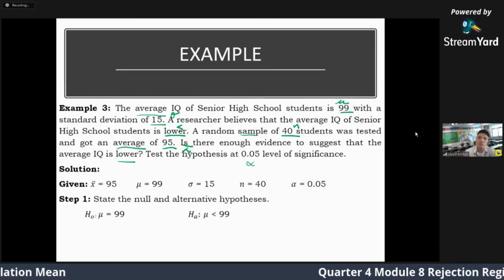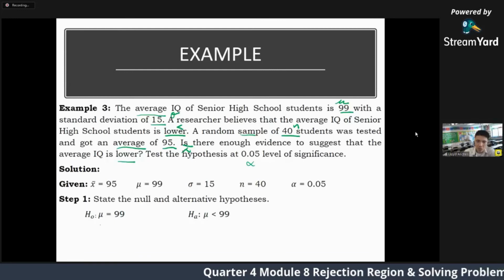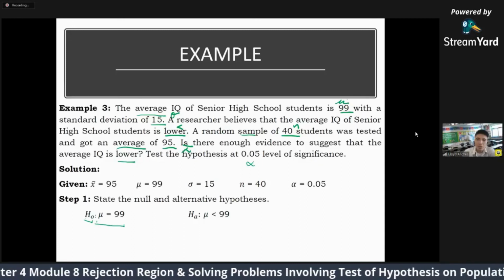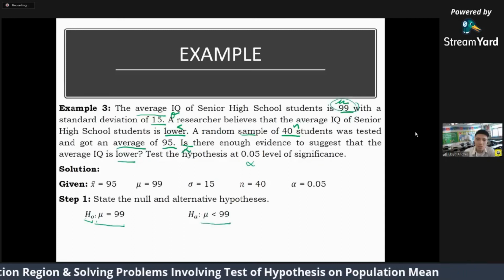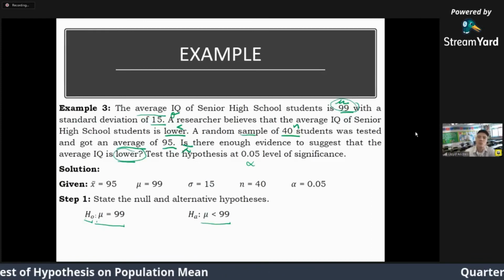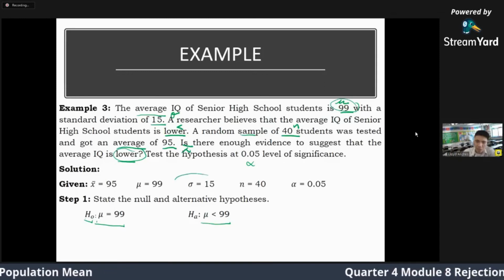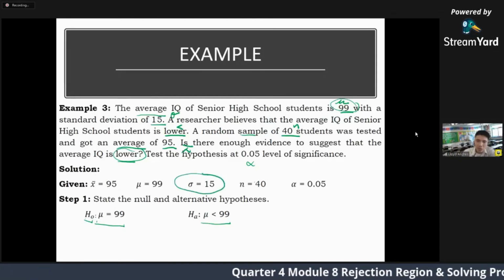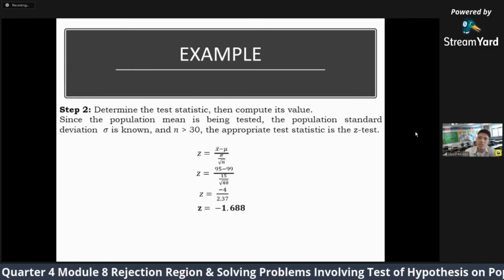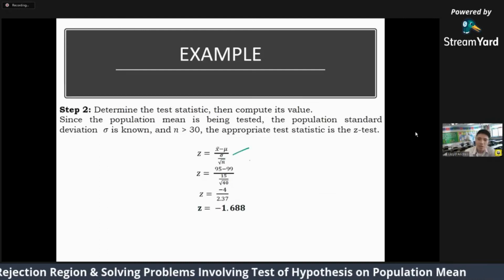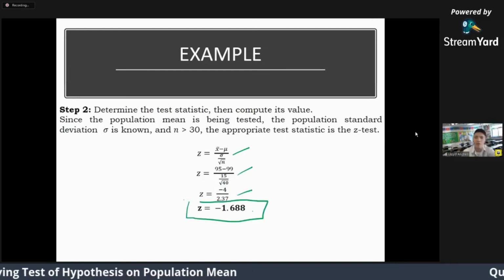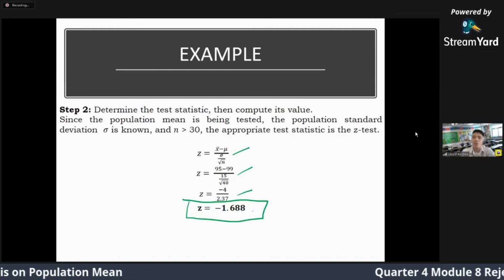Then again, ang mu na to, ang null hypothesis is mu is equals to 99 based ato ang given. So ang alternative na to is less than 99 because ang question niya is lower man. So based sa given, naay population standard deviation, and sample size na to is greater than 30, therefore mag-z test ta. Solving for the z value, kaniyang formula, substitute, simplify, then finalize. So this is our final computed z, negative 1.688.